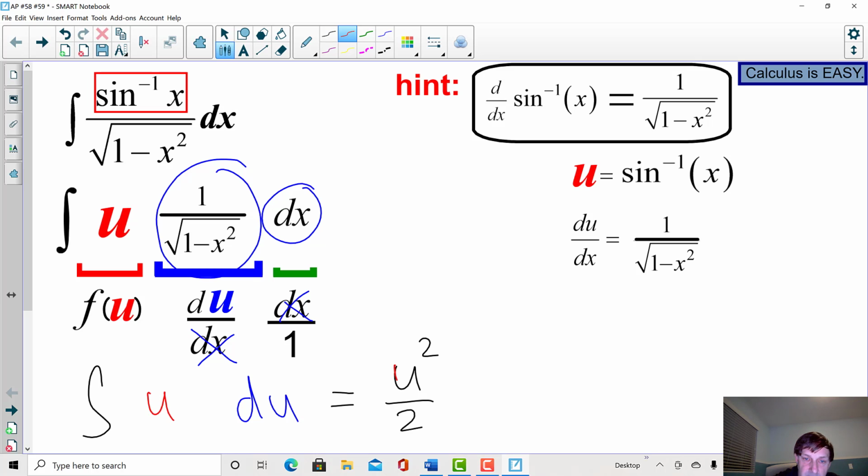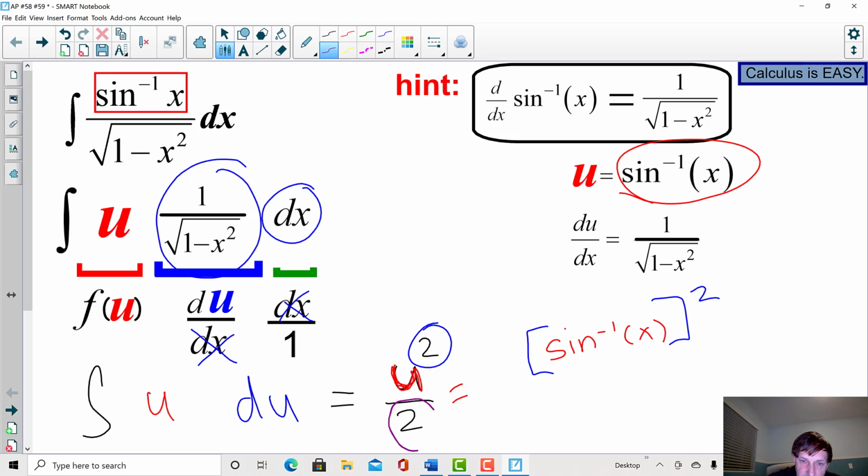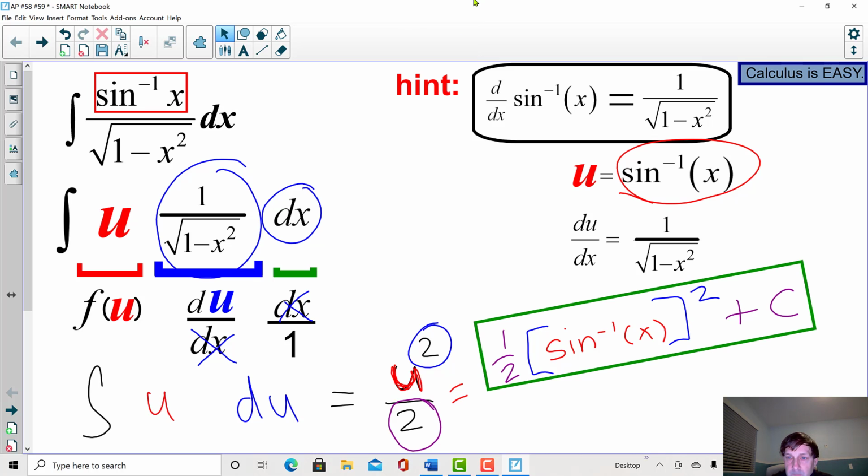And we can't forget to plug the u back in. Our u was sine inverse of x. Don't forget that it's squared, and we're dividing by 2, so I'm going to put a 1/2 in front of it. And of course, we don't want to forget our plus c. And there we go. That's our final answer in the green box.